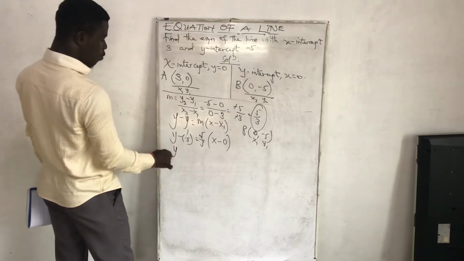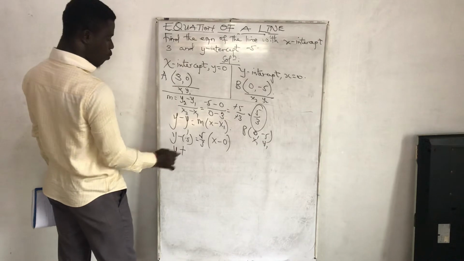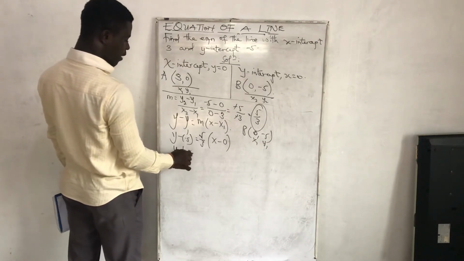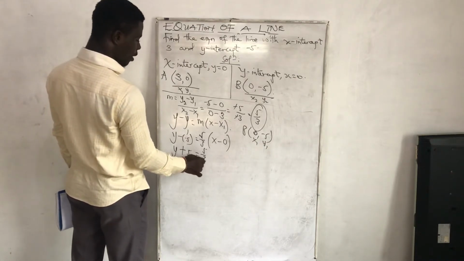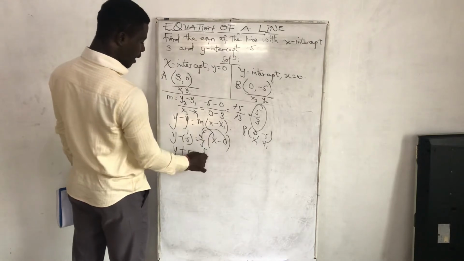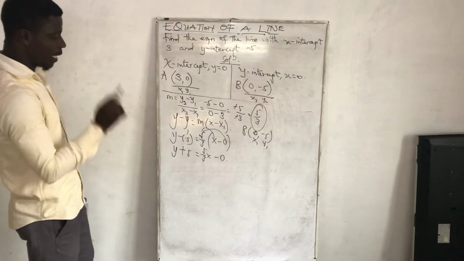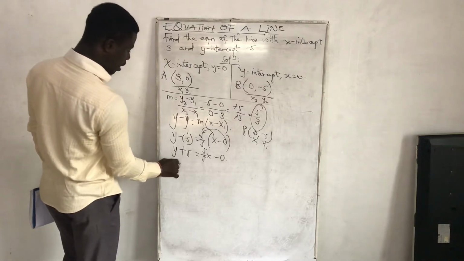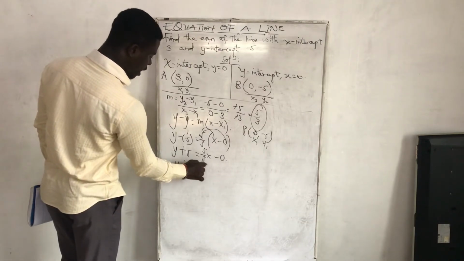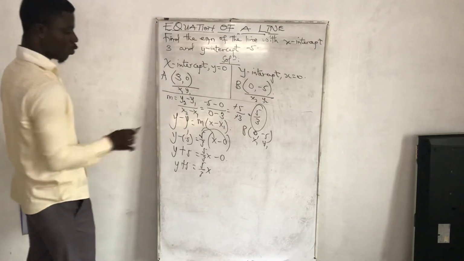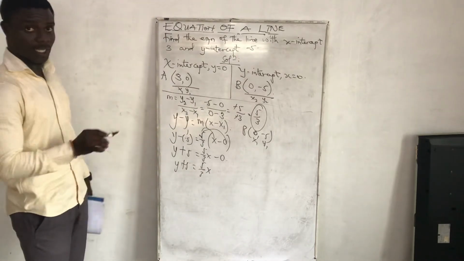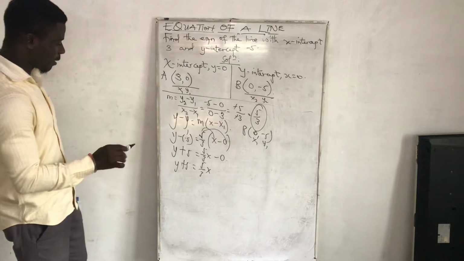So I have my y, and when they meet, they form what? Positive. Then plus 5 equals 5 over 3, I multiply. So I get 5 over 3, x minus what? 0. Because 5 over 3 times 0 gives 0. So I have my y plus 5 being equal to 5 over 3 x. Because 5 over 3 x minus 0 is the same thing as 5 over 3 x.